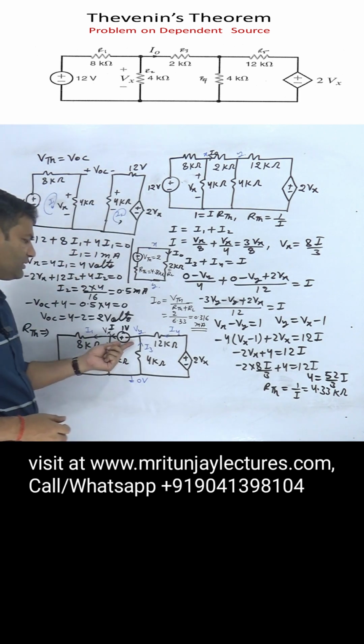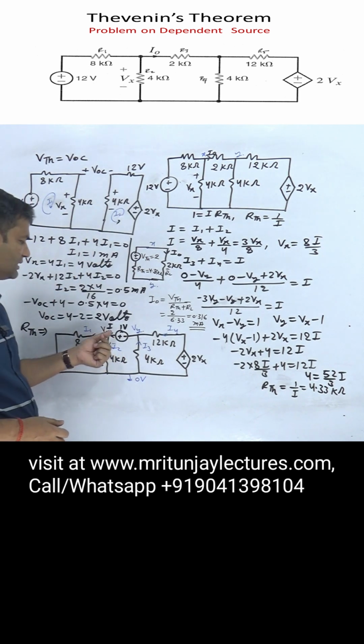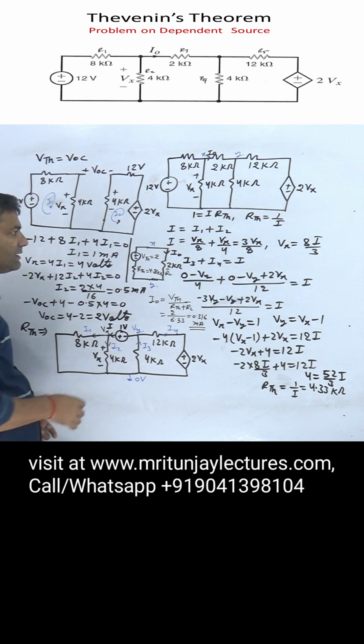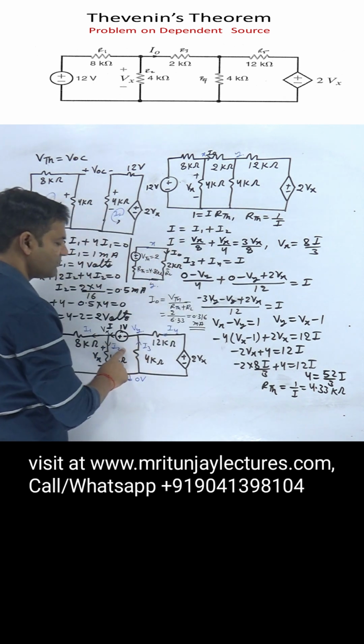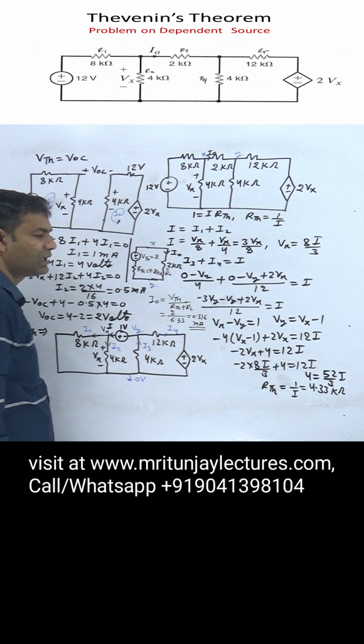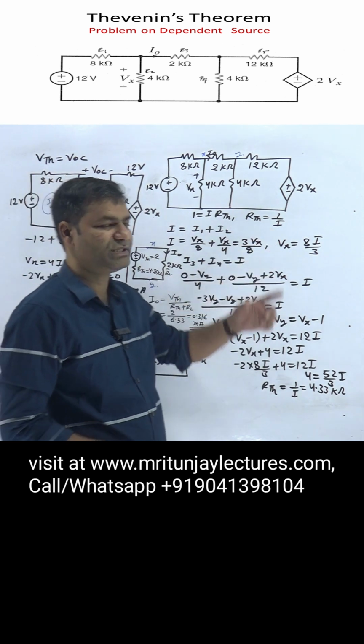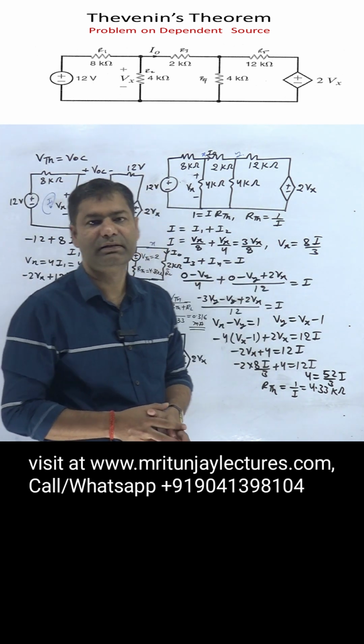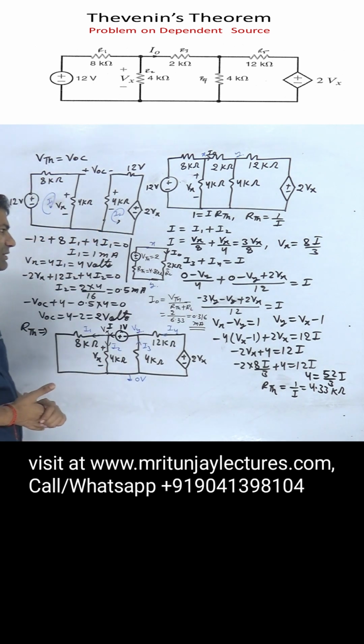If you assume a 1 volt voltage source, then the current is I. So 1 volt is equal to I into RTH. So what is RTH? RTH is 1 by I. Basically we determine 1 by I, and that is RTH. Clear?